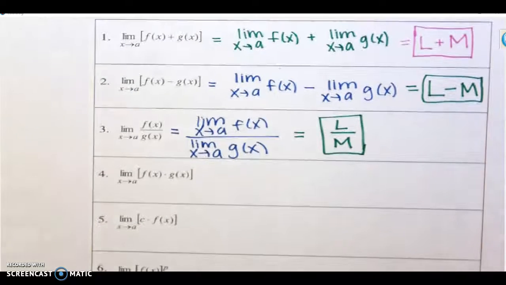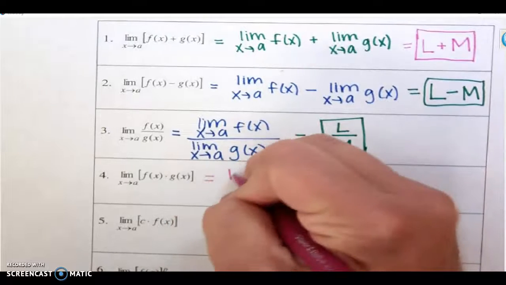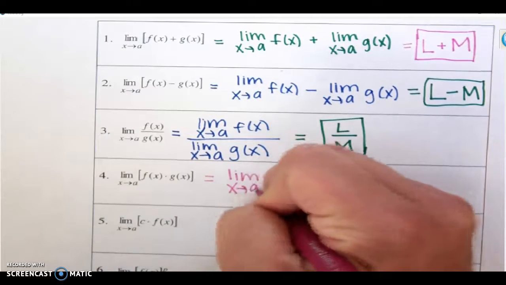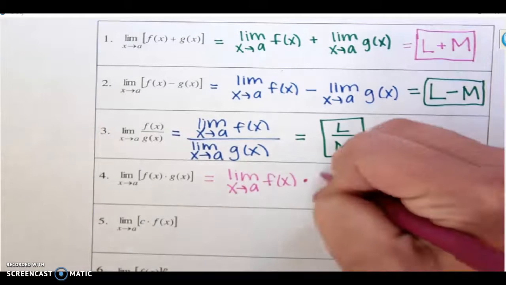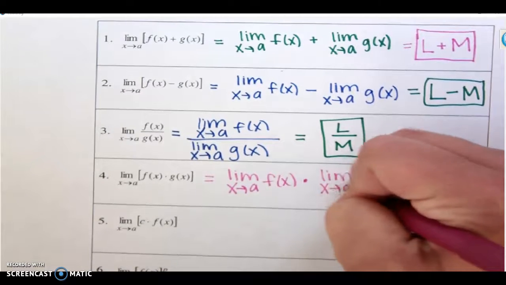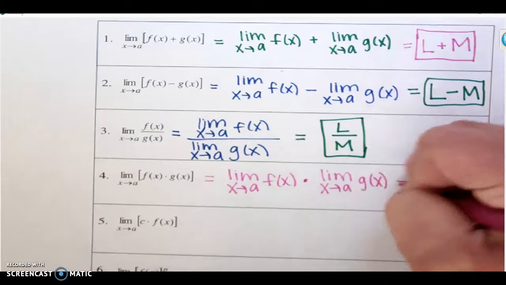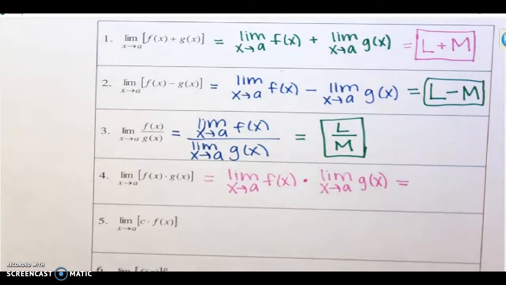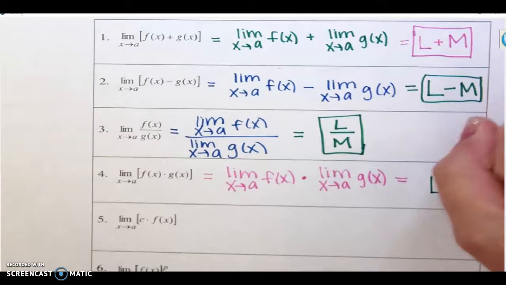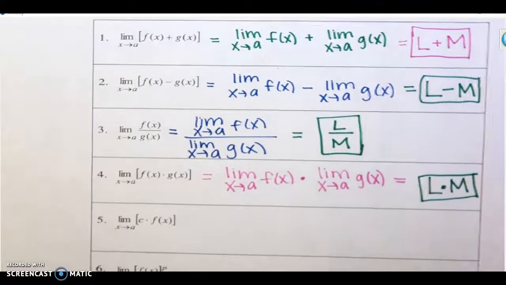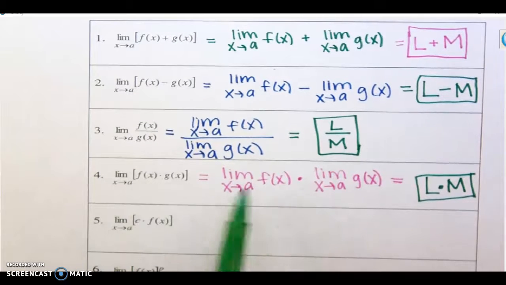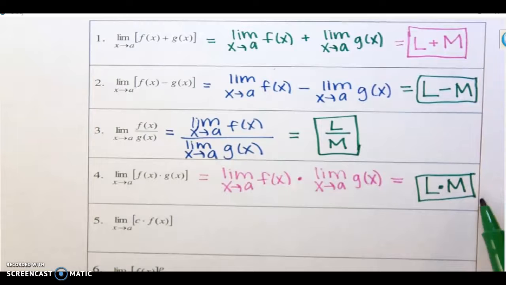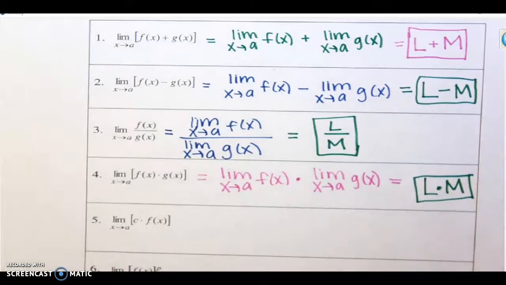Same thing works with multiplication, so we can split those up. So the limit as x approaches a of f of x times the limit as x approaches a of g of x. Because of what these are equal to, we know this is the same thing as L times m. So pretty much for addition, subtraction, division, or multiplication, if you have multiple limits, you can break them apart, and then whatever their solutions are, you can multiply those together or do whatever the operation is.